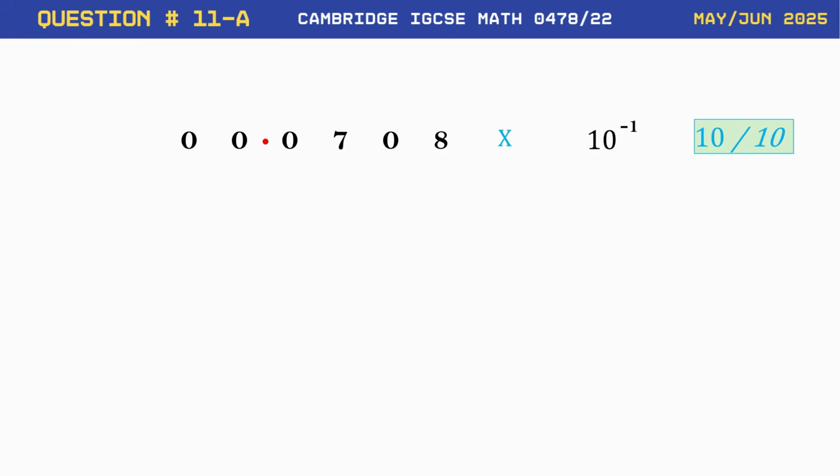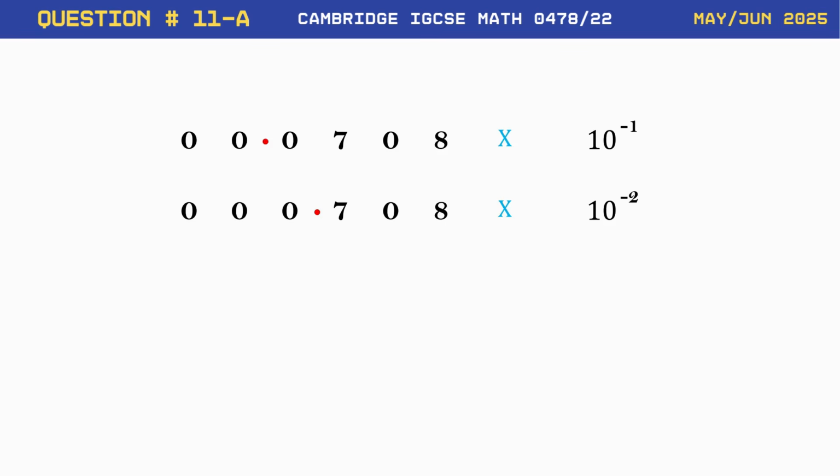However, 0.0708 is still not between 1 and 10, so we move the decimal point one more place to the right. Now the number becomes 0.708 multiplied by 10 to the power of -2.